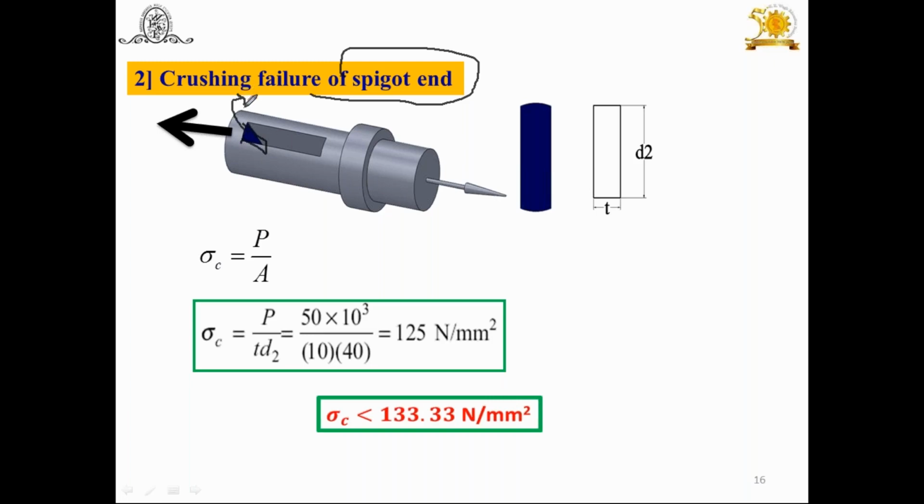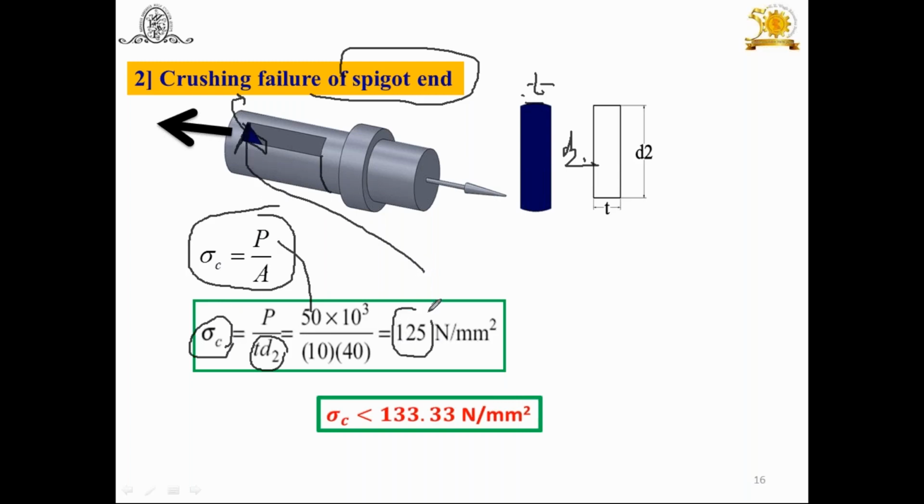Crushing stress is nothing but a compressive stress. So how to find it out? Sigma C is equal to P by A. P is equal to 50. But what is the area? This is the area you have to consider. For a spigot, what is the outer diameter? D2. And what is the thickness of the cotter? T. D2 into T is the area. You can substitute. The crushing stress in the spigot is equal to 125.